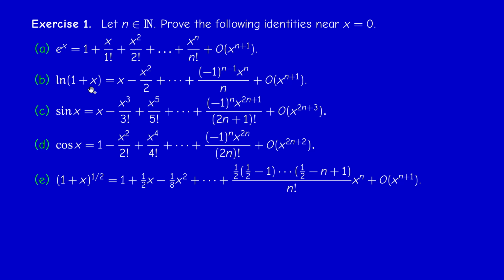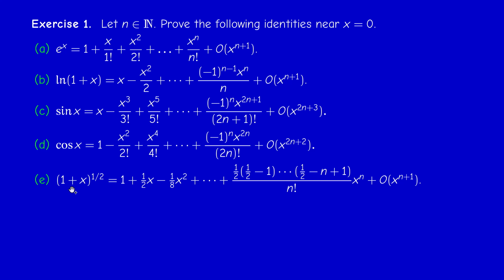ln of 1 plus x near 0 can be written as x minus x squared over 2 plus etc. So the general term is (-1)^(n-1) x^n over n, plus a remainder which behaves like x^(n+1). And we have these formulas for sine and cosine. And this may be new, (1 plus x) to the 1/2. This is the radical of 1 plus x.